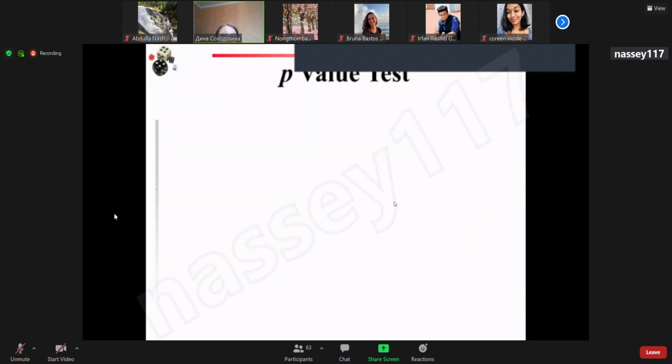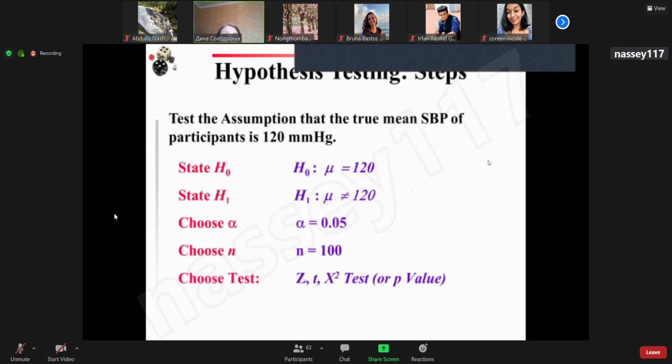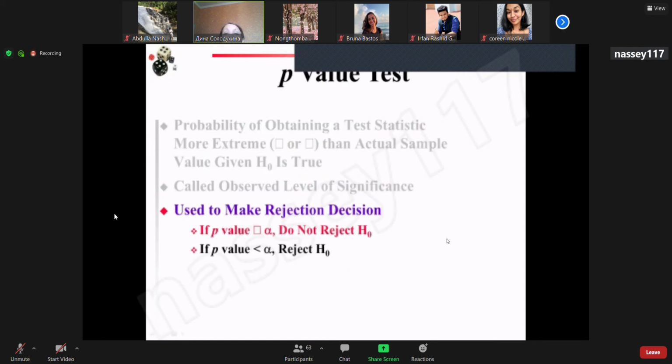Okay, the p-value is important. The probability of the test statistic will depend on our critical values. What is important is that if the p-value is less than alpha, we reject the null hypothesis. If the p-value is more than alpha, we accept the null hypothesis.